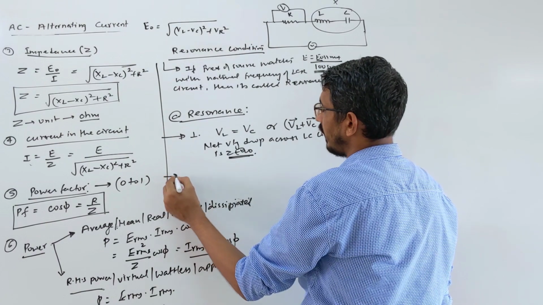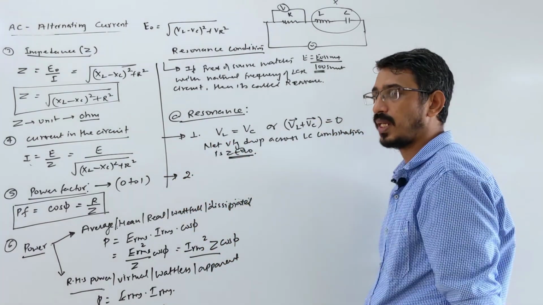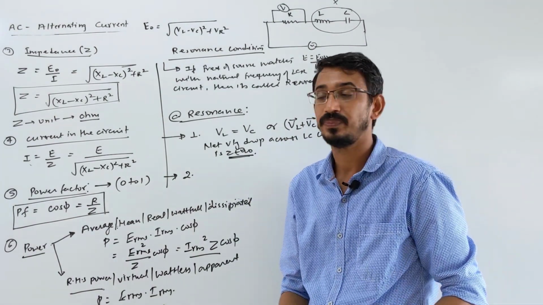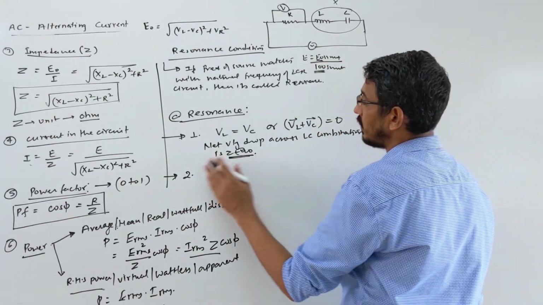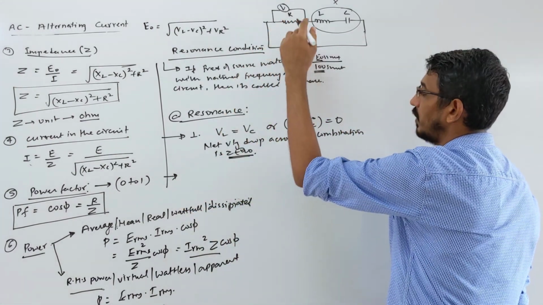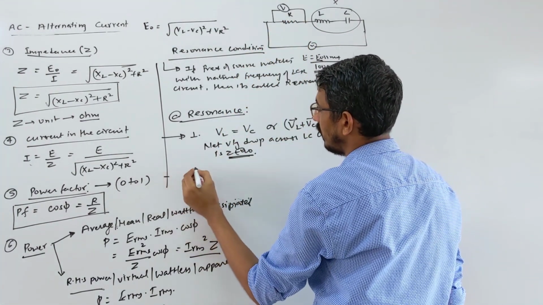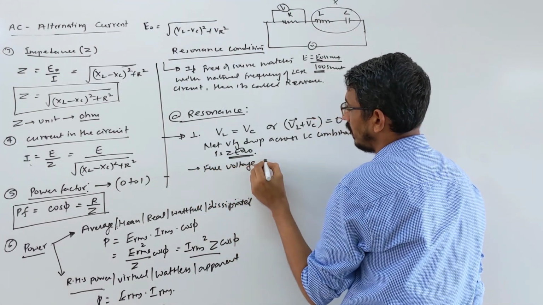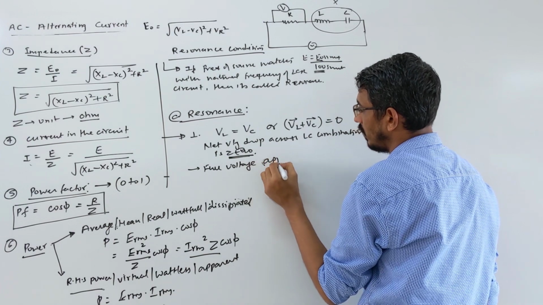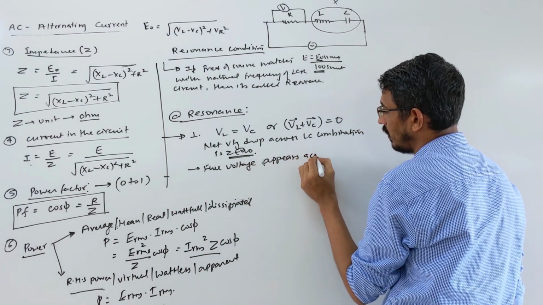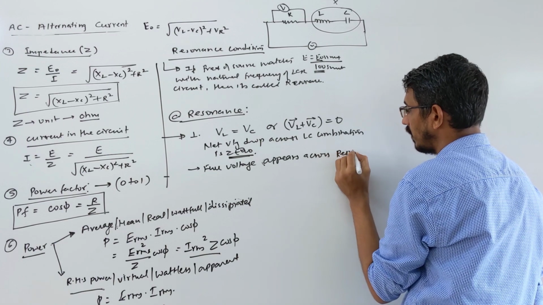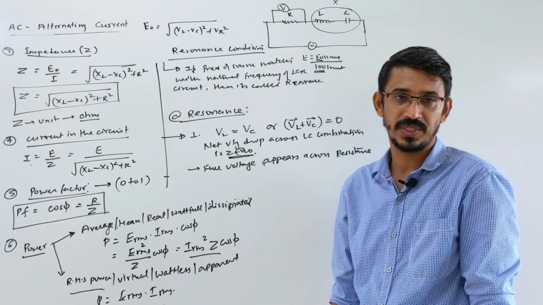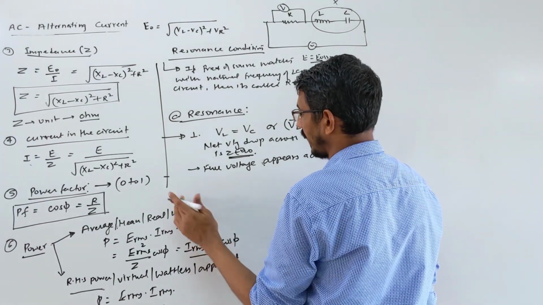So this way you can identify resonance: if the voltage across L is equal to the voltage across C, or they are saying that the voltage across the LC combination is 0, correct. So remember that if this is happening, the full supply voltage appears across the resistance. In this condition, all the voltage that you are supplying from your source goes toward your resistance. Okay, let's write next.